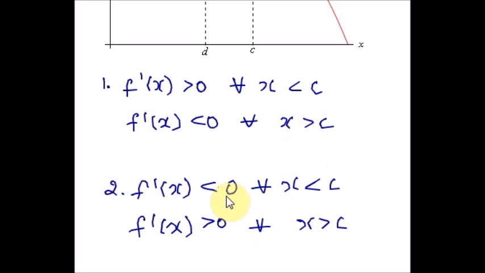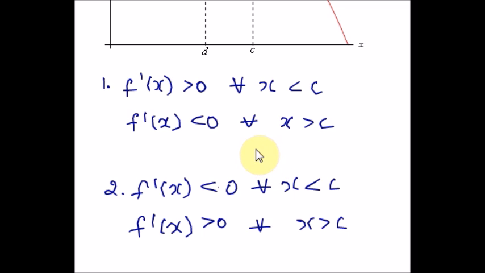In the same way, if f dash of x is less than 0 for all x less than c, and if f dash of x is greater than 0 for all x greater than c, then f of c will be the absolute minimum value of the function f of x on the same interval I. Do you understand the difference between these two? So this is all about the second method, using the first derivative test for absolute extrema. Hope you are clear with method 2?